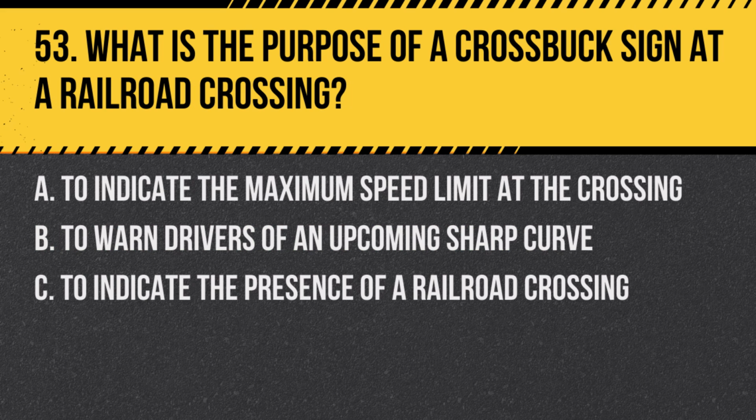Question 53. What is the purpose of a crossbuck sign at a railroad crossing? A. To indicate the maximum speed limit at the crossing. B. To warn drivers of an upcoming sharp curve. C. To indicate the presence of a railroad crossing. Answer. C. To indicate the presence of a railroad crossing. A crossbuck sign at a railroad crossing is intended to warn drivers of the presence of a railroad crossing ahead and to remind them to watch for trains.